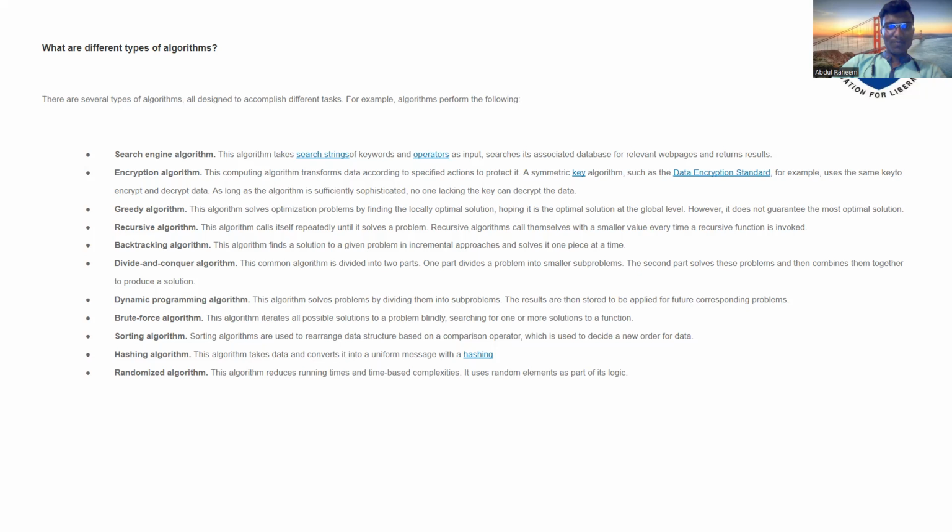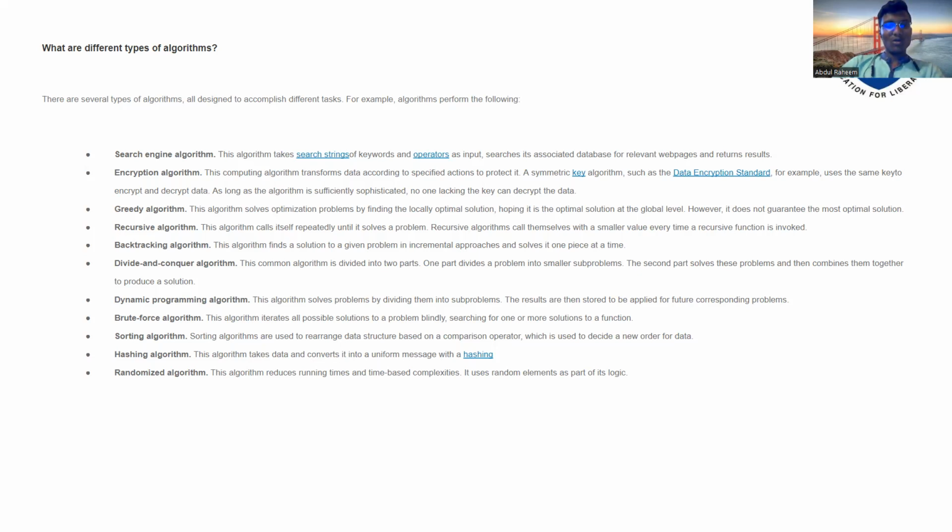Dynamic programming algorithm. These algorithms solve problems by dividing them into subproblems. The results are then stored to be applied for future corresponding problems. Brute force algorithm. This algorithm iterates all possible solutions to a problem blindly, searching for one or more solutions to a function. Sorting algorithm. Sorting algorithms are used to rearrange the data structure based on a comparison operator, which is used to decide a new order for the data set.